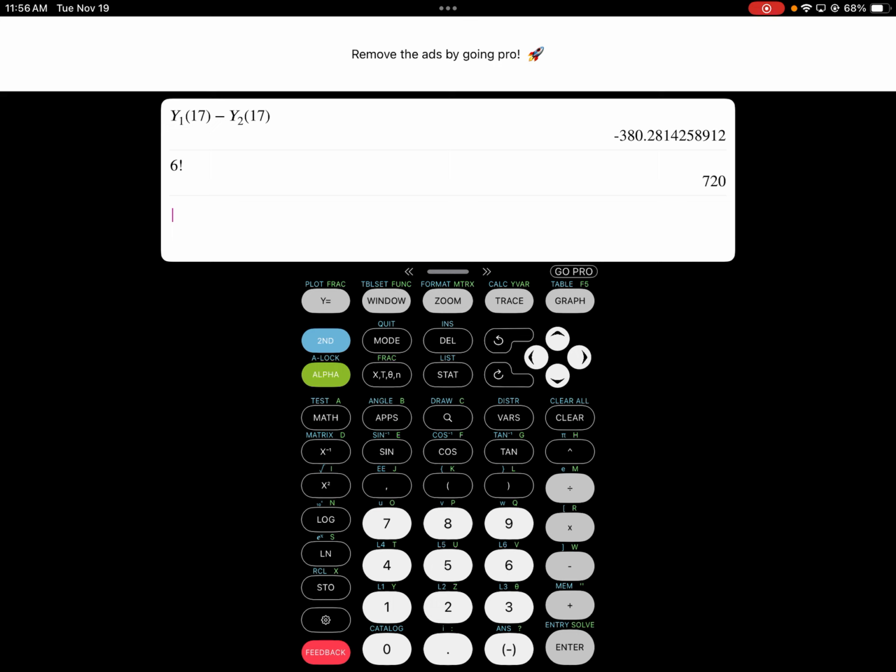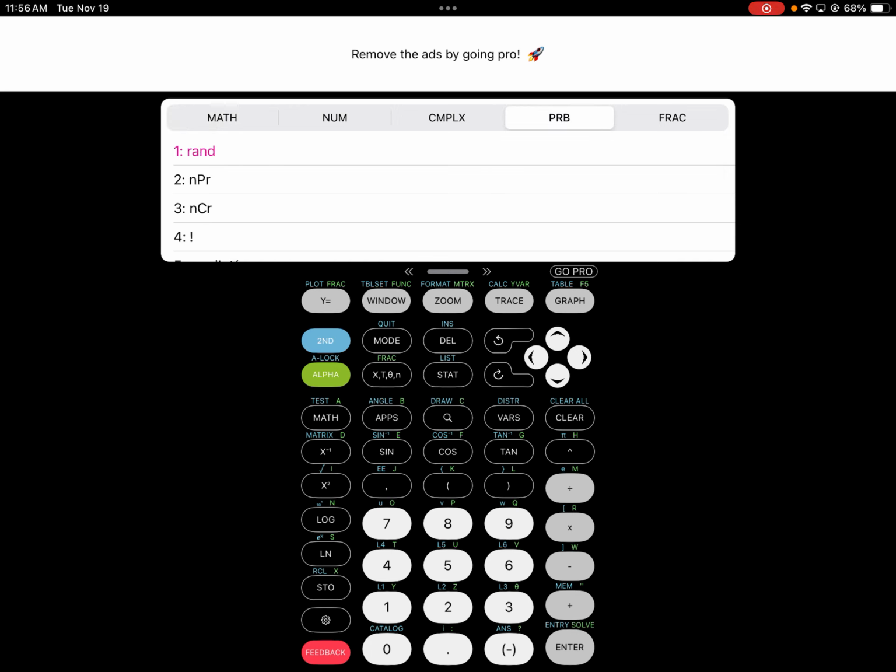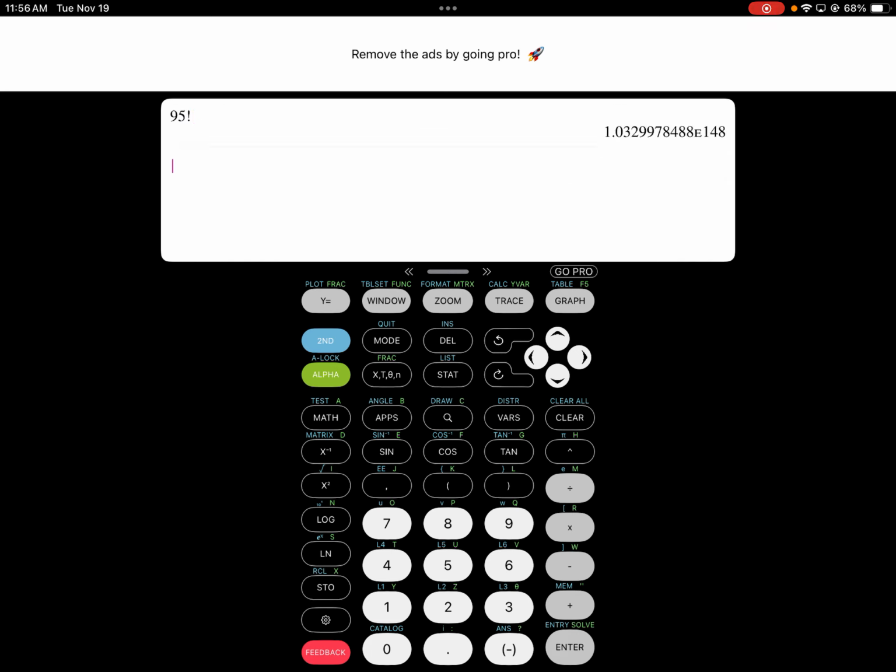It's just a little shortcut to help you if you get a big number that you need to do a factorial for. So if I did 95, math, probability, number 4, and hit enter, it actually told me that in scientific notation because the number is so big. That's what that E stands for. So that's like 1.03 times 10 to the 148th. That's a humongous number.